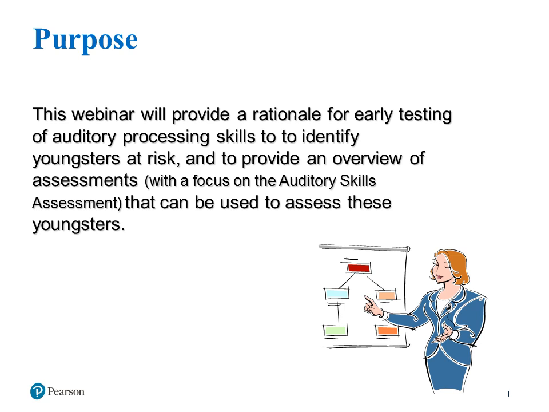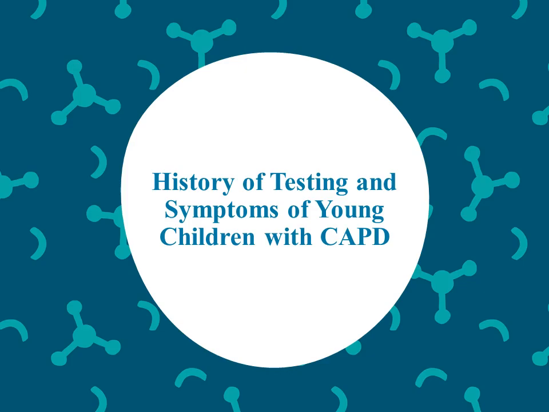Now, that could be a myriad of things. It could be poor receptive language. It could be poor attention. But it could be poor auditory processing skills. And so my purpose today is to at least enlighten those of you who are participating to think about testing children younger and not waiting and missing out on those critical early neuroplastic years. So let's talk about the history of testing and what are the symptoms.